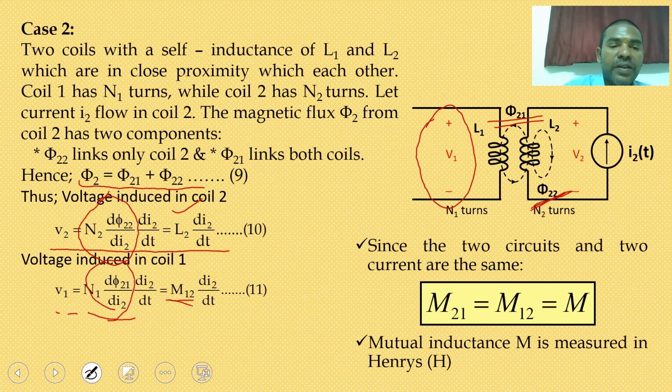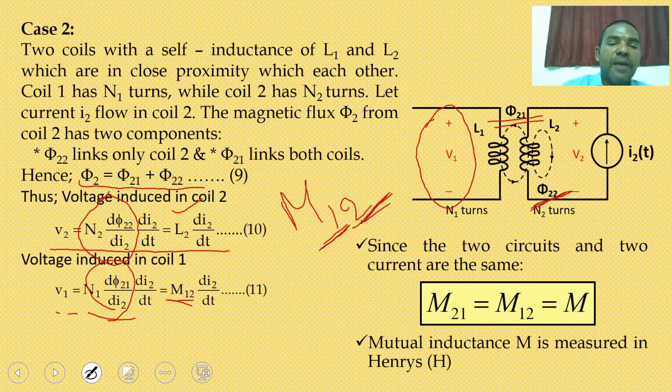So M12. Here you are measuring the voltage at the first side, coil one side. That's why the mutual inductance starts with 1, and it is due to which current? The I2 current. You don't have any I1 current in this circuit, only the I2 current is there. That's why M12. So this is the mutually induced EMF with respect to mutual inductance.